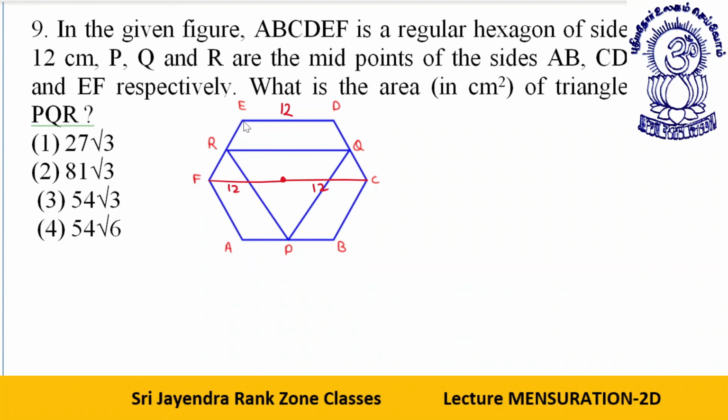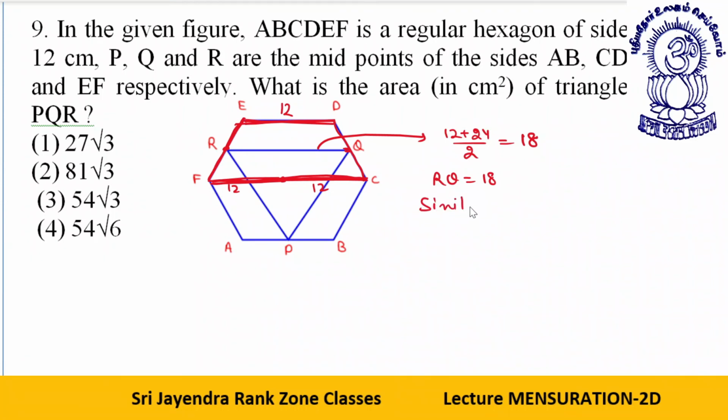So what do we have here? We have a trapezium like this. This side is 12. This side is 12. This side is 12. So 12 and 12, 24, and this is 12. These are the midpoints. So this side will be what? A plus B by 2. That is 18. Therefore, RQ is equal to 18.